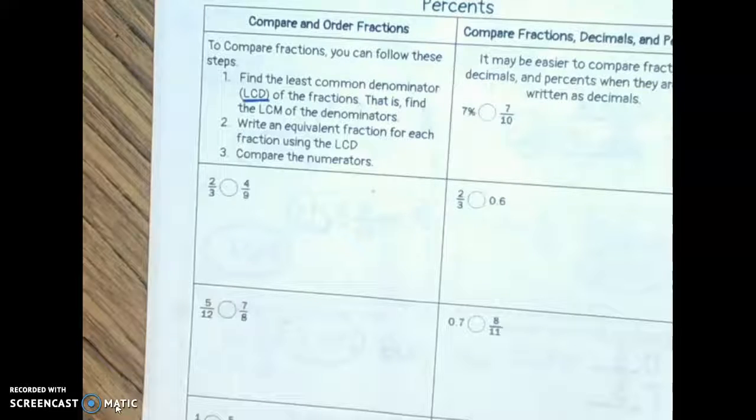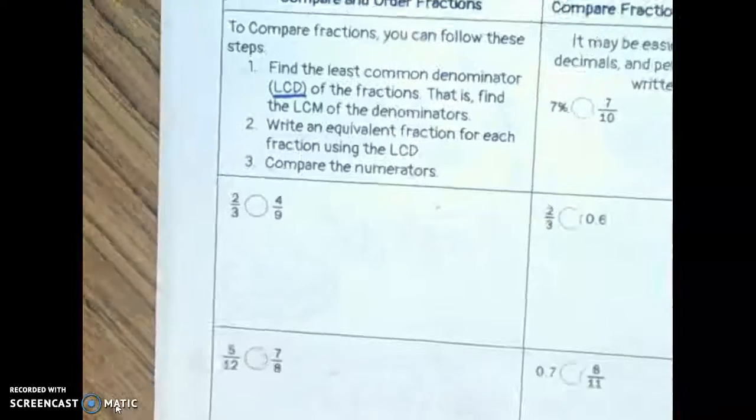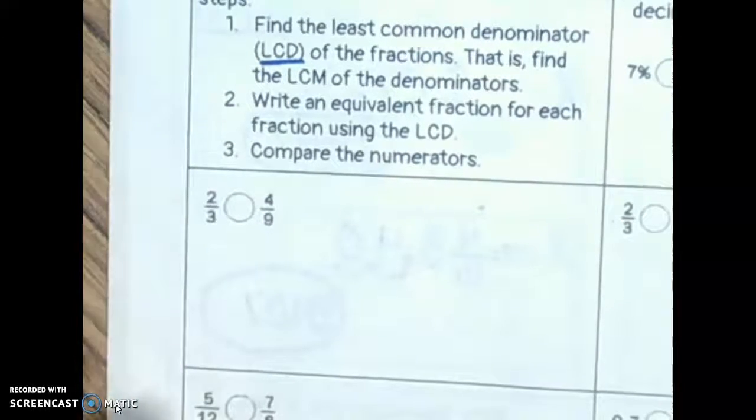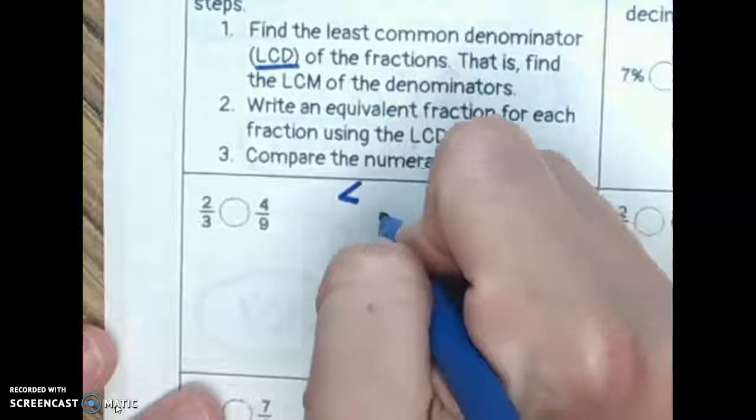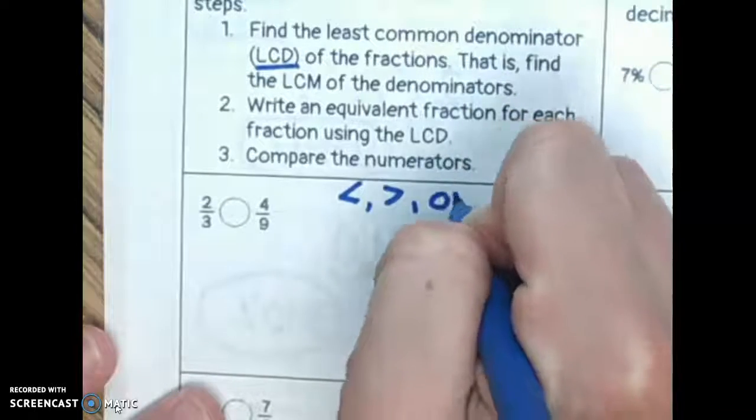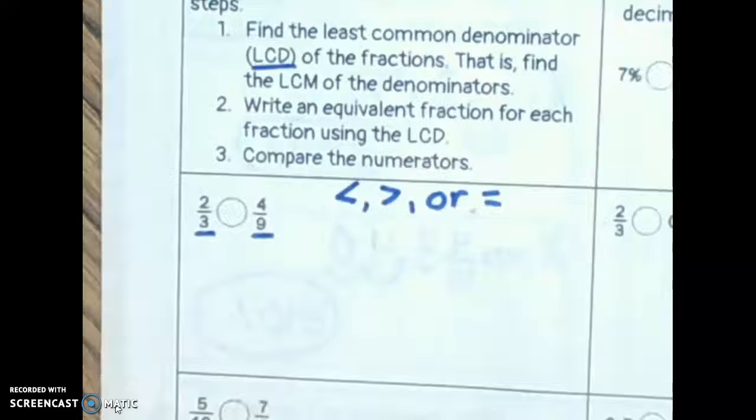So we're going to look right here at the first one. We're going to say 2/3 is what to 4/9? And we have to figure out if it's less than, greater than, or equal to. So what we're going to do is look at these bottom numbers. So we have a 3 and a 9. Those numbers are not the same, so we have to find a common denominator.